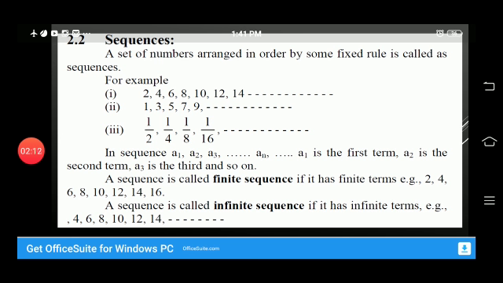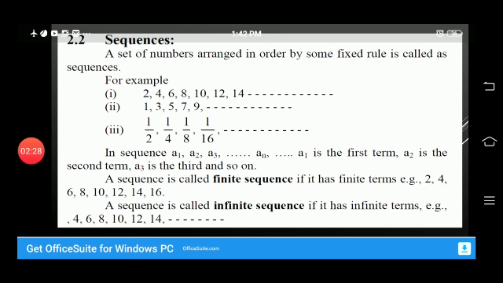In a sequence, A1, A2, A3 up to AN, A1 is the first term, A2 is the second term, A3 is the third term, and so on. Up to AN, which would be the nth term.